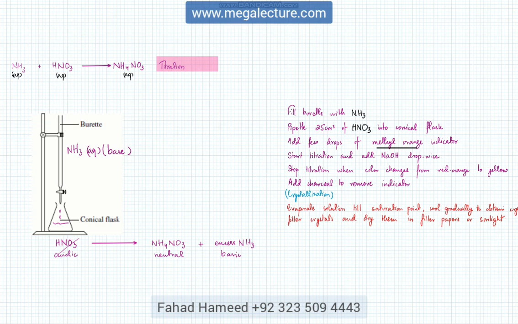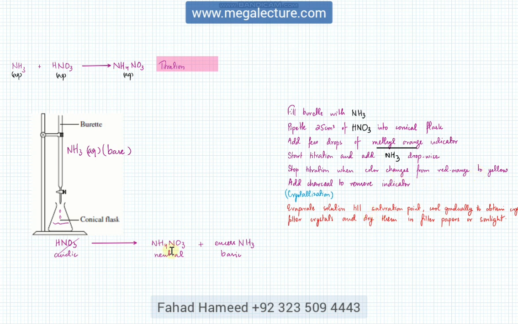With HNO3. And you add a few drops of methyl orange indicator. So let's just keep that indicator and start titration and add NaOH dropwise. We are adding ammonia dropwise, so I'm going to change that. So it's going to be ammonia being added dropwise. Stop titration when color changes from red orange to yellow, which is going to be the case because methyl orange is going to be red in acidic. And as soon as one tiny drop of ammonia goes in excess, that means it's going to turn basic and yellow. And add charcoal to remove the indicator, evaporate the solution.